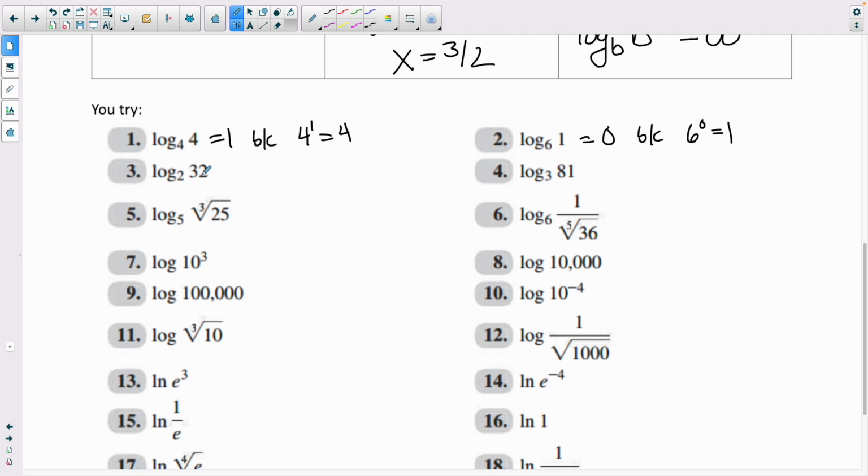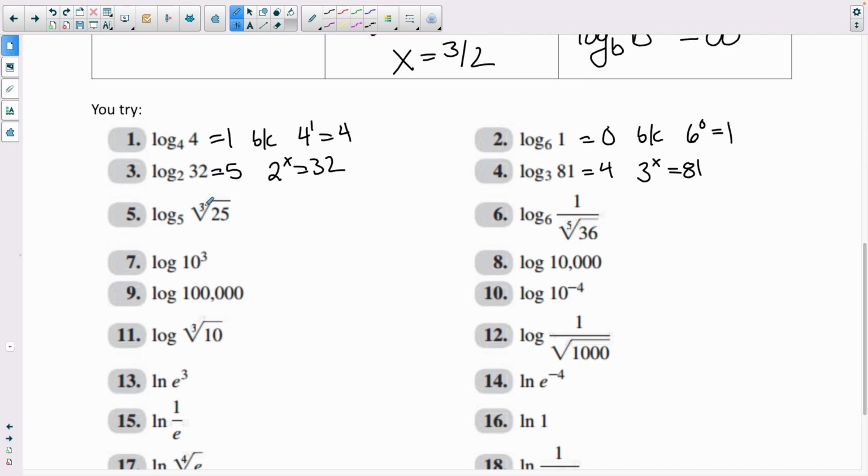So log base 2 of 32, this means 2 to what power equals 32? 2 to the 5th power equals 32. Log base 3 of 81 means 3 to what power equals 81? 3 to the 4th power equals 81. So log base 3 of 81 is 4. Now, these are starting to get a little more challenging.